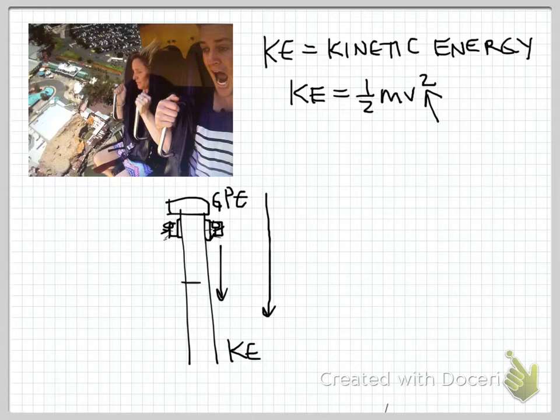In fact, right in the middle, could you guess what it has? Well, it has both potential and kinetic. It has both. And so what we're going to be looking at in these problems is how the energy changes from one to the other in making some calculations to determine the velocity or the height at various locations.